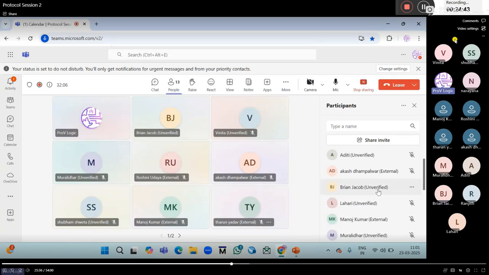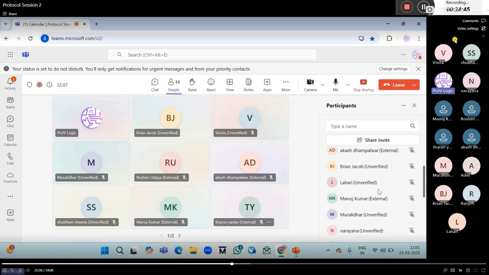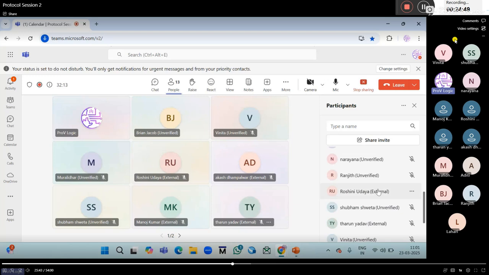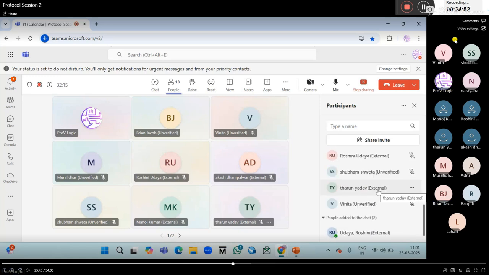Akash, any doubts? Lahari, Manoj, Murlidhar, Narayana, Ranjit, Roshni, Shweta, Tarun, any doubts?